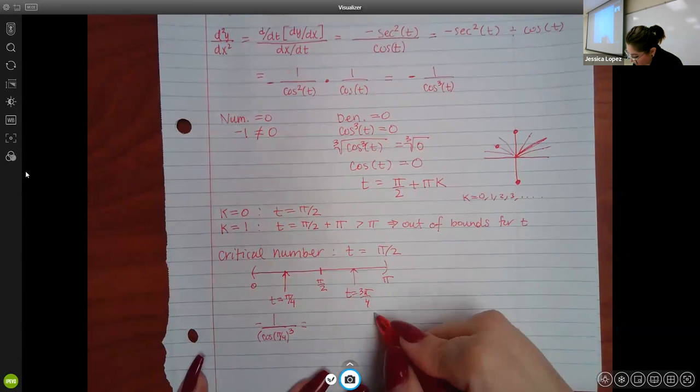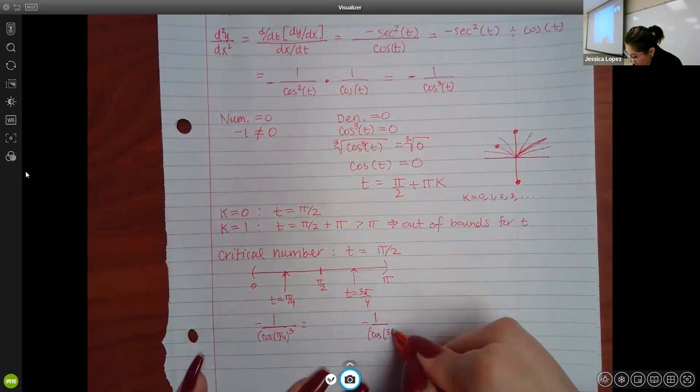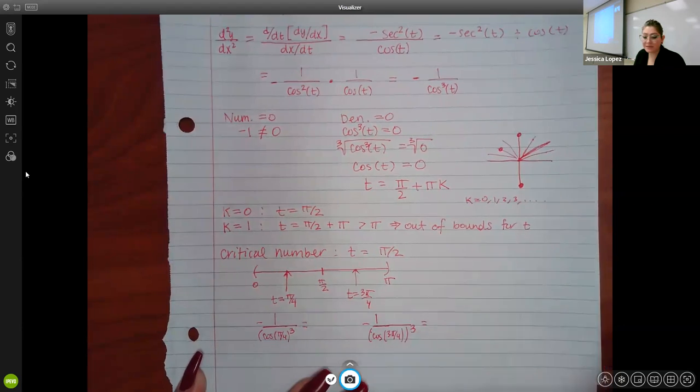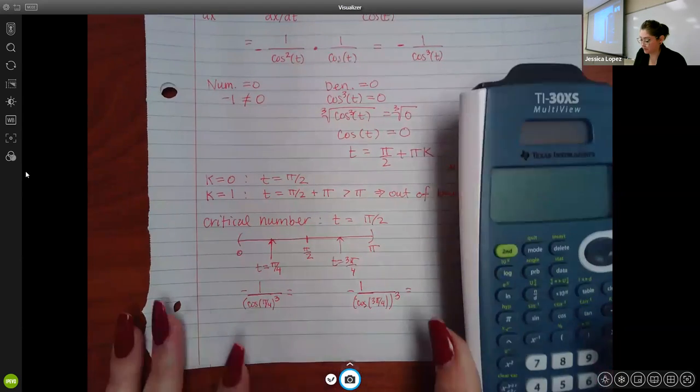And then the same thing over here, negative in front, cosine of 3 pi over 4, then I have to cube that. And I don't care what the number is, I just care whether it's positive or negative, right?